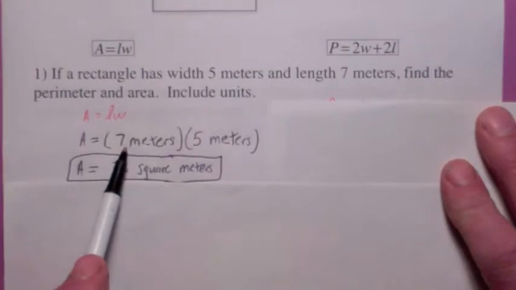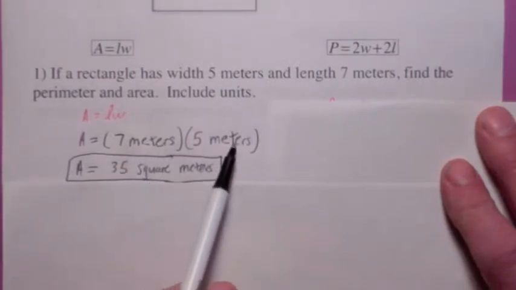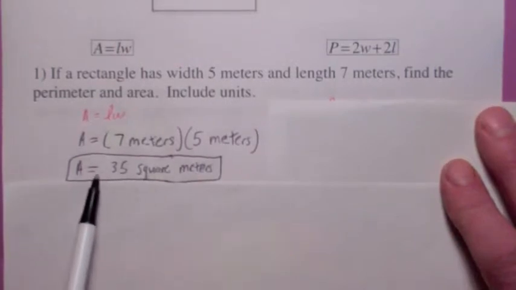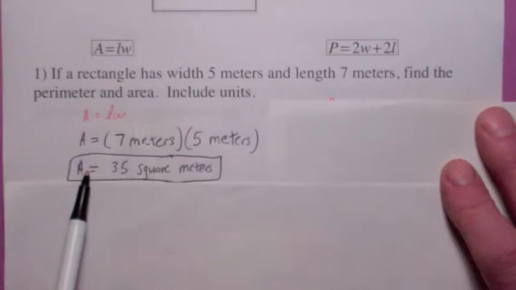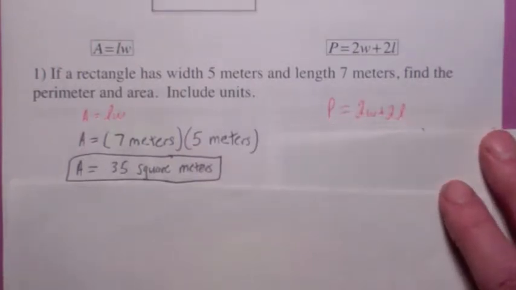Now, the interesting thing is the units. When you multiply 7 times 5, you get 35. But look at the units. This is meters, this is meters. When you multiply meters times meters, you get square meters. So the area of any object, it's not just the rectangle, but the area will always be measured in square units.